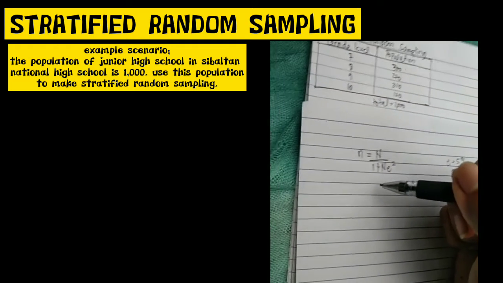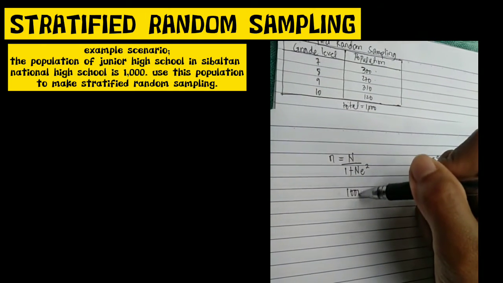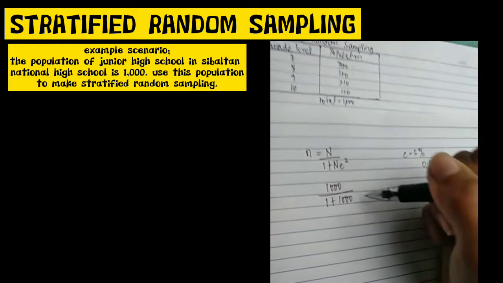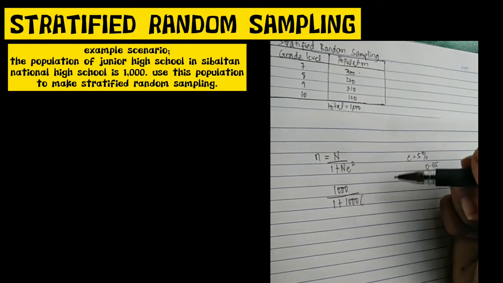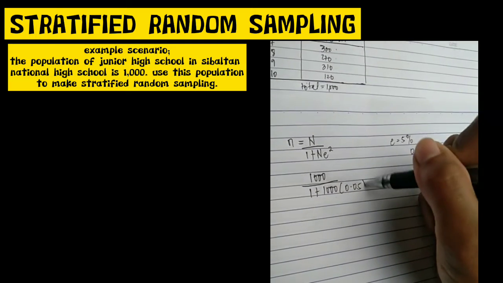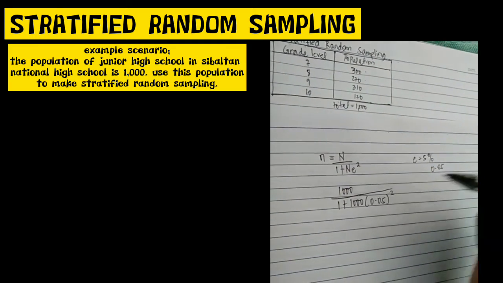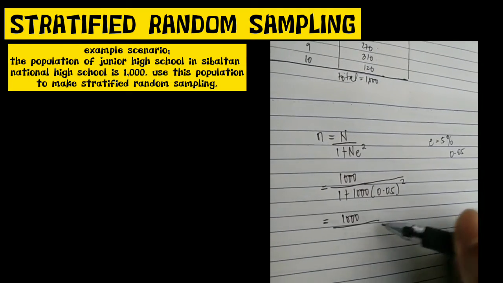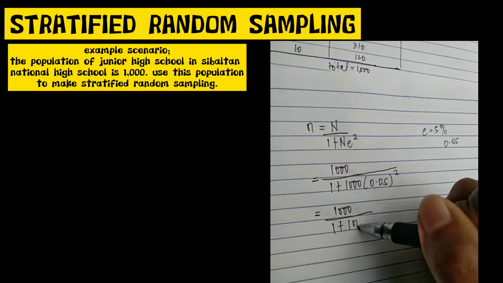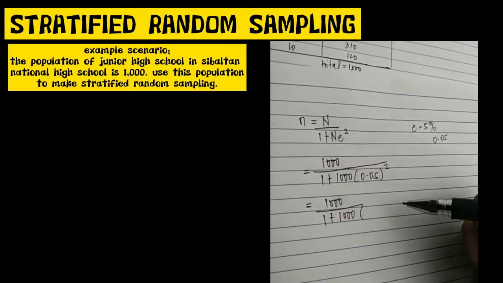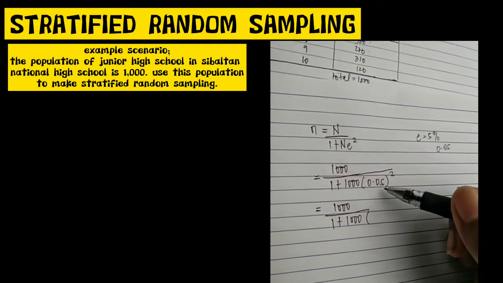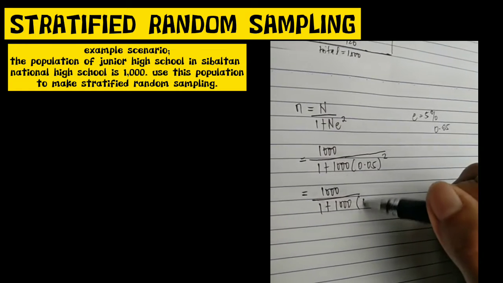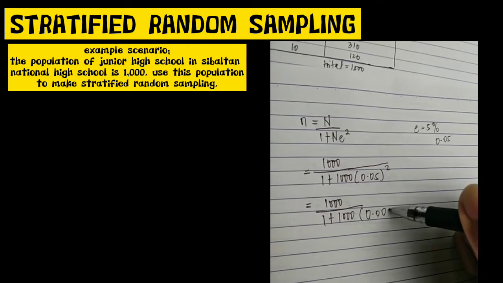So, i-apply na natin. Our population is 1,000 divided by 1 plus 1,000 multiplied by 0.05 squared. Then copy the 1,000 over 1 plus 1,000 and hanapin po natin ang 0.05 squared, and the answer of this is 0.0025.